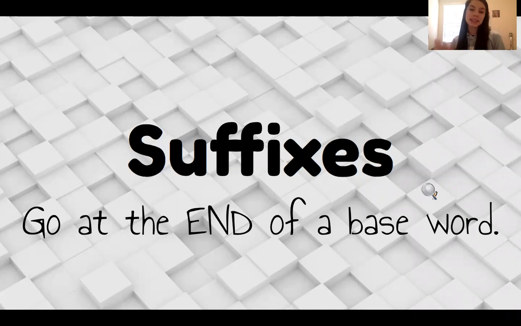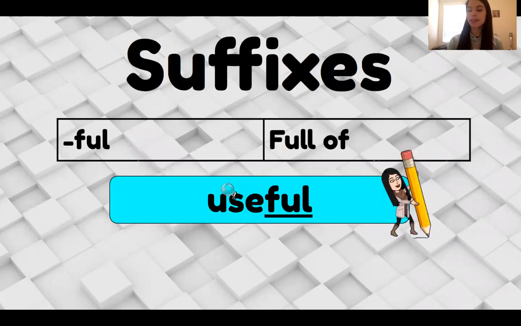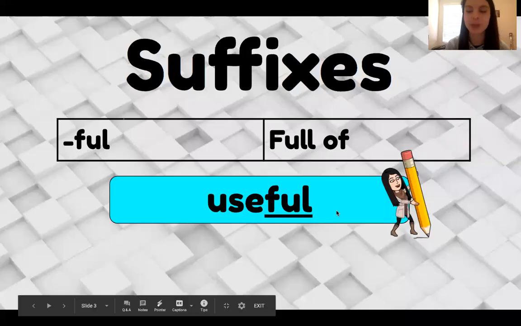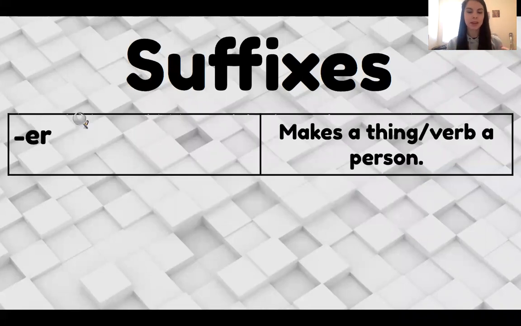Right, a suffix goes at the end of a base word and it slightly changes the word. So we have some examples here. Full means full of. So we have the word use. So we can say useful. Let me go back. I lost my slide. There we go. Okay, so useful means full of use, like a pencil, right? It's very useful for all of our schoolwork. Okay, er makes a thing or a verb a person.